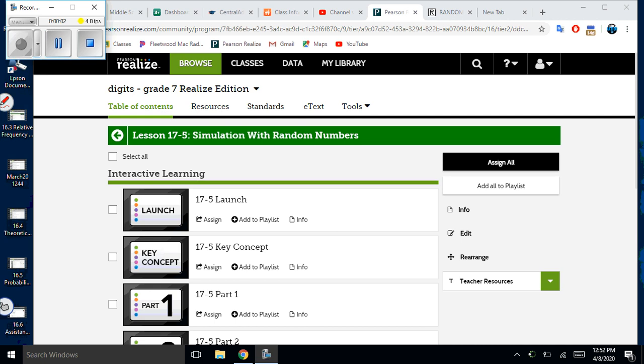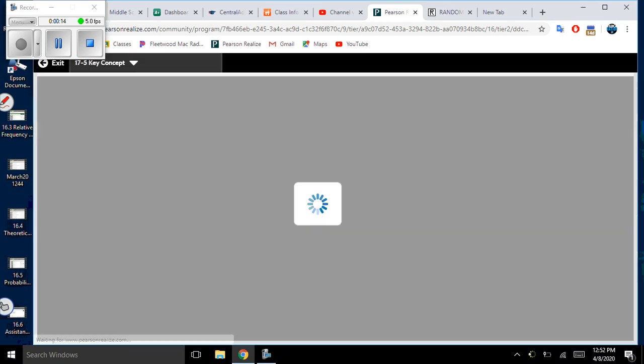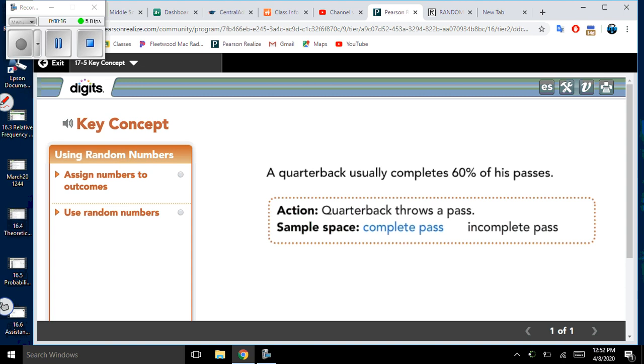Okay, guys, back here today with 17.5, simulation with random numbers. If you happen to be from the honors class, this would relate with 18.5. We're going to take a look at the key concept here to start things off with. And in essence, here's what we got.